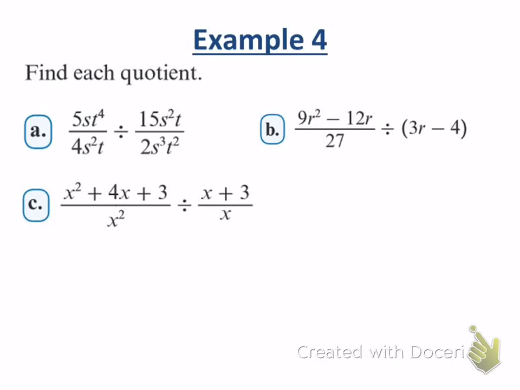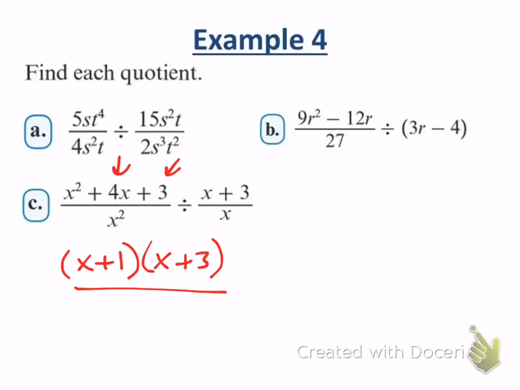Last example. x squared plus 4x plus 3. What's the factorization of x squared plus 4x plus 3? Are there any factors of 3 that add up to be 4? Yes. What are the factors of 3 that add to be 4? 1 and 3, right? So this will be x plus 1 times x plus 3 over x squared. Division changes to multiplication, and what do we do with that second fraction? Flip it. So that'll be x over x plus 3. Again, the fraction bar is a grouping symbol, so we can see that as one thing.